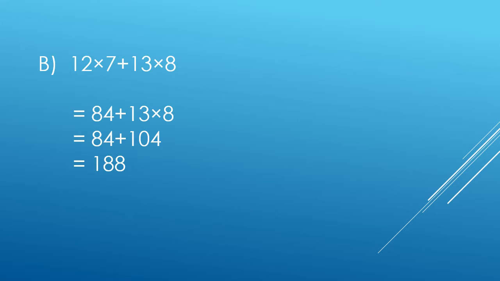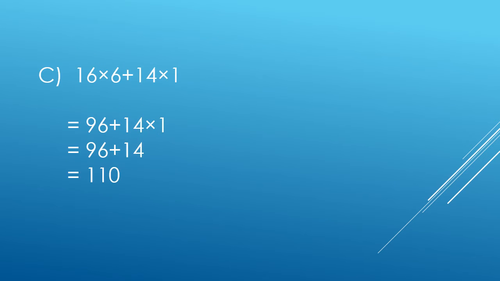Now in the next step we have to add 84 and 104. So after adding both the numbers we get 188. So this is our answer. Now our next question, question number C, is 16 times 6 plus 14 times 1.